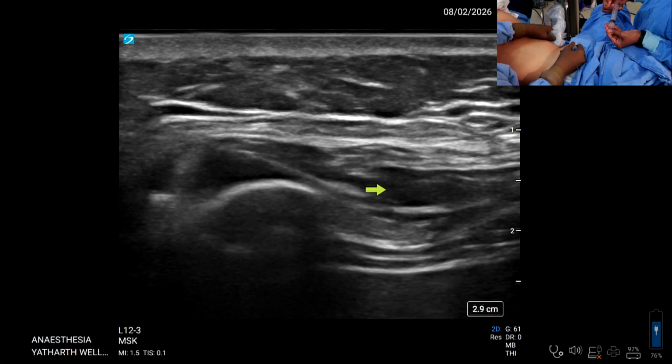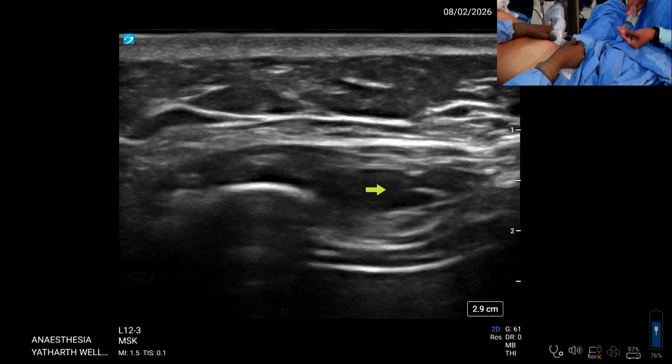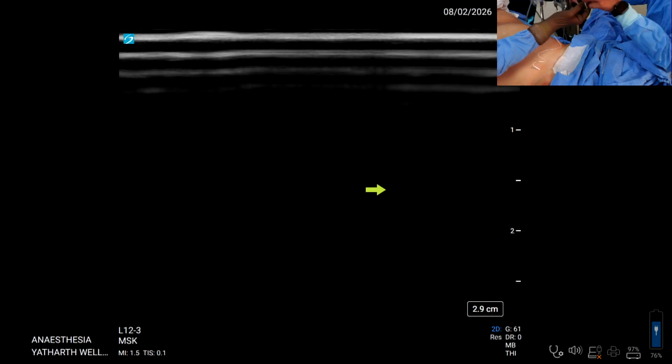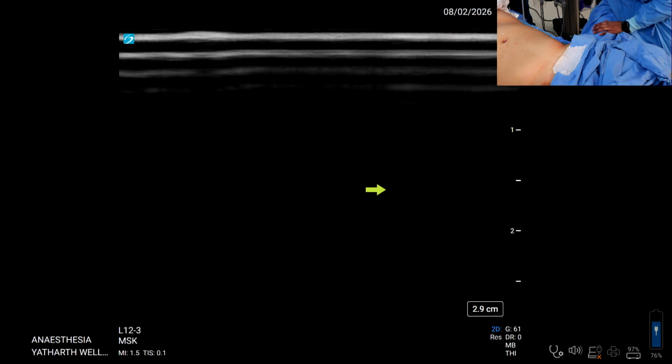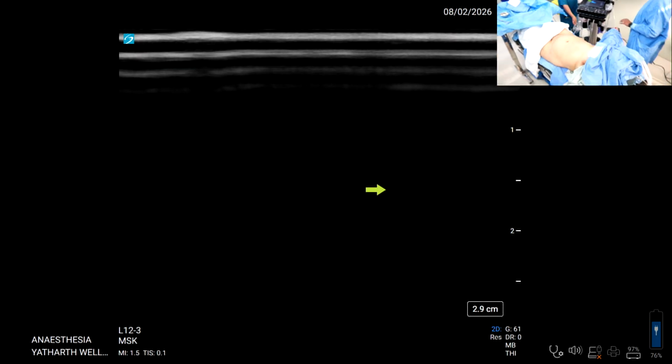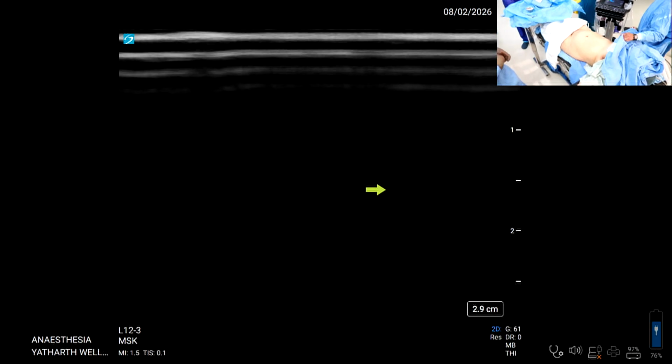The rectus sheath block is our go-to block for midline laparotomies. If it's extending from T6 till the umbilicus, do a 2-quadrant block. If it's extending from T6 till suprapubic, do a 4-quadrant rectus sheath block. Below the umbilicus, we have an arcuate line.